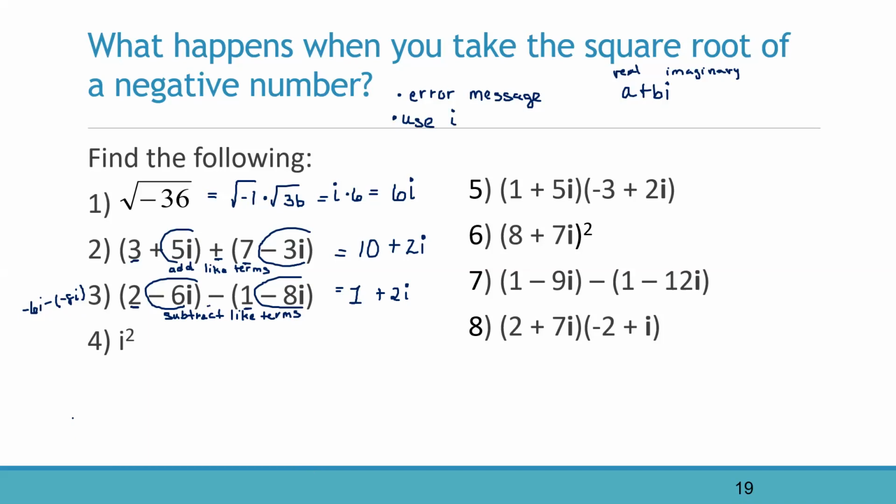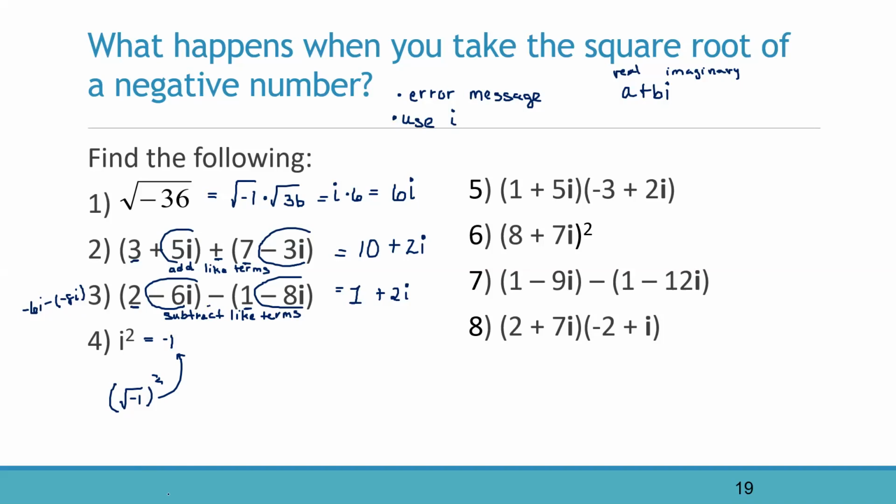Number 4, well, this one is directly out of our notes, so i squared is negative 1. And that's because if you do i, which is square root of negative 1, and you square it, square root and squared cancel, and so that is how you get that answer.